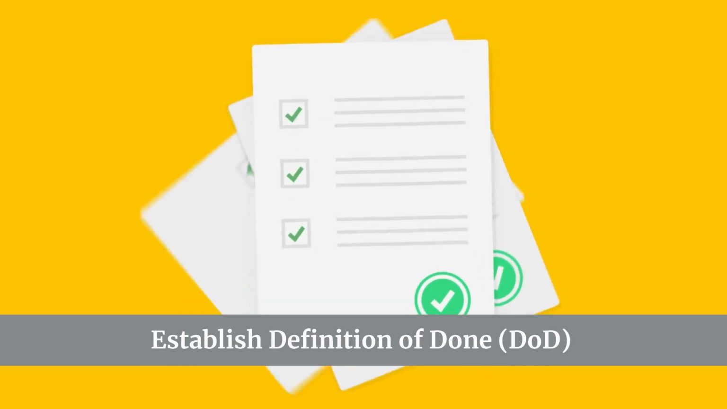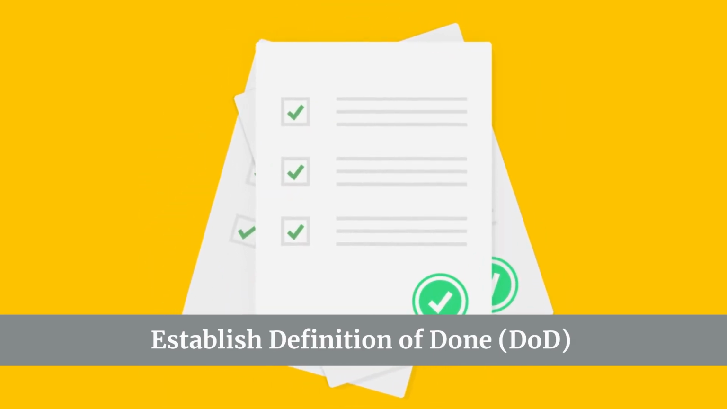9. Establish the definition of done. Define the criteria that must be met for a user story or task to be considered done. Ensure that the definition of done is agreed upon by the entire team.